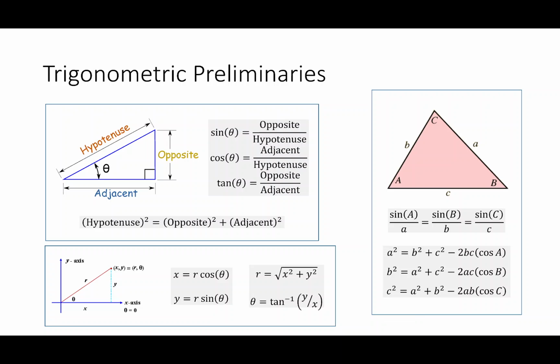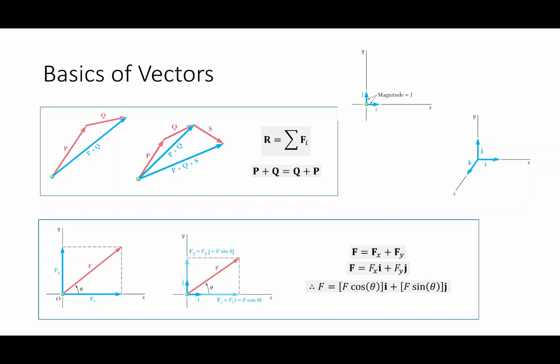Base definitions of trig functions, make sure that you can convert between rectangular and polar. Make sure that you can do law of sines, law of cosines. The basics of vectors, the idea that vector addition is commutative. P plus Q is the same thing as Q plus P, that it is done graphically. What is the I and J vector? What is the K vector? How do you describe vectors using IJ notation? Okay.